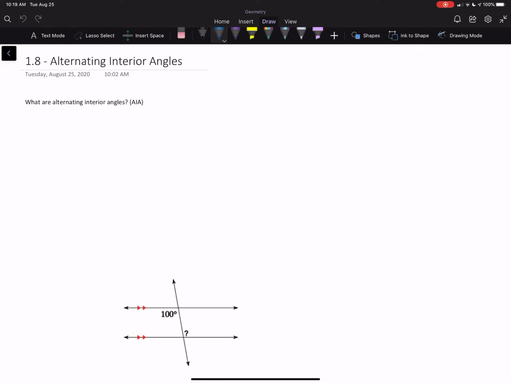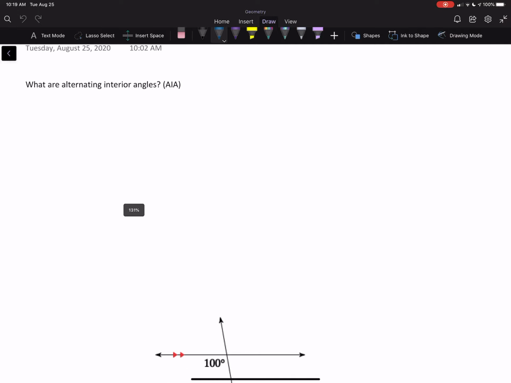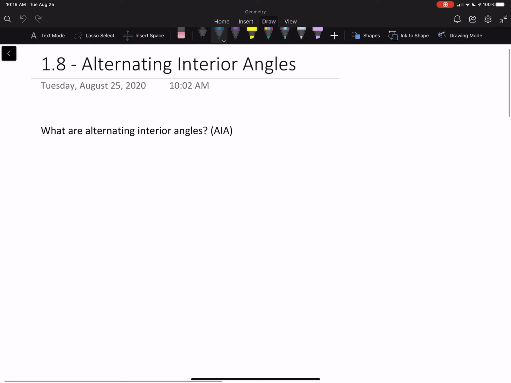Okay, welcome to lesson 1.8, alternating interior angles. Let me zoom in a lot actually. So what are alternating interior angles?